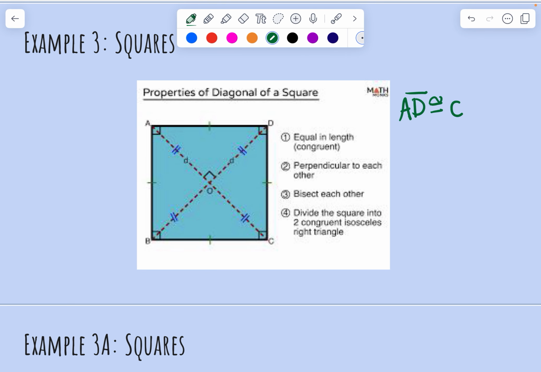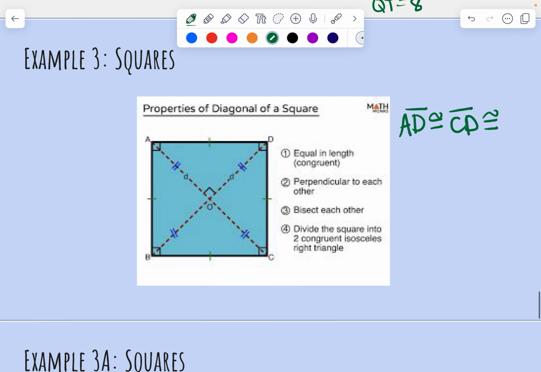AD is congruent to CD, is congruent to CB, and is congruent to AB. So all 4 of those sides are congruent. Also, all 4 of the different parts of the diagonal are congruent. So AO and DO and CO and BO are all congruent.